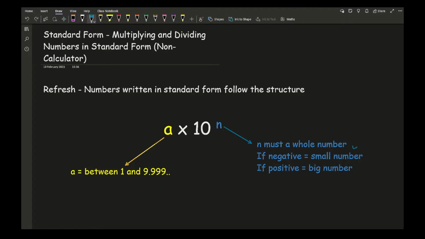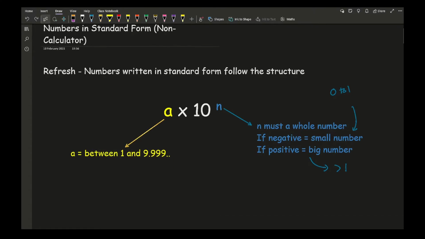So a small number is basically a number between 0 and 1. And when the power is positive, then that's going to be a number that's bigger than 1, and that's going to go all the way up to infinity. So they're the two main key principles: the first number has got to be between 1 and 9.9 recurring, and the power has to be a whole number. It can be positive, it can be negative, and again it's entirely up to you in terms of the question what that's going to be.